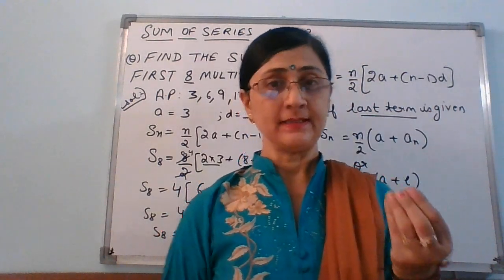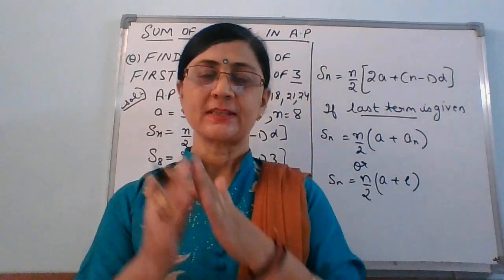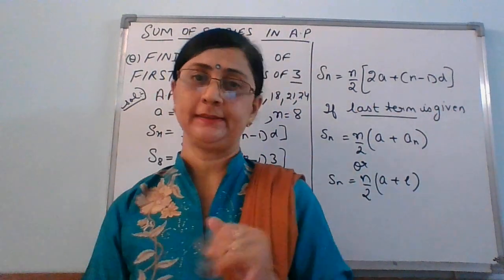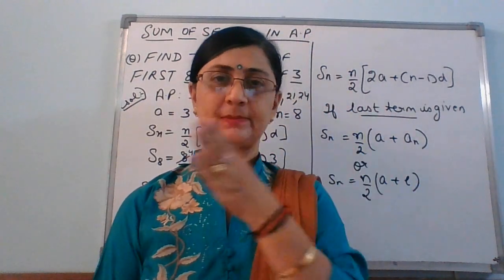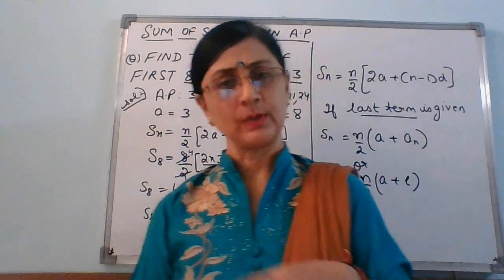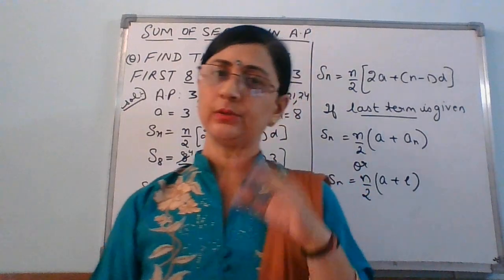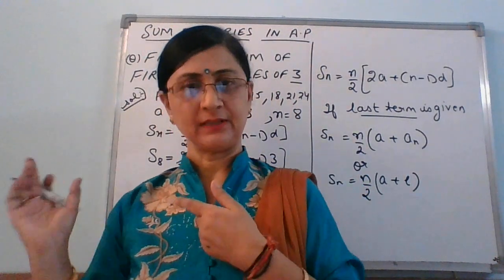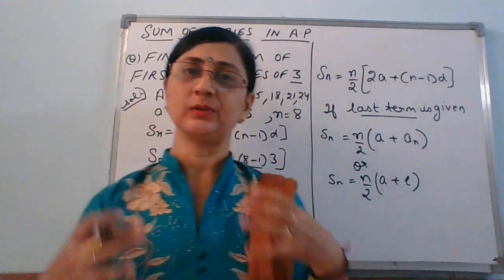So it's very easy. You have the formula, so you don't have to add all 3 plus 6 plus 9 plus 12 plus 15 like that. You can find it for 10 multiples, 20 multiples, 30, even 1000 multiples. You just put n as 1000, with a as 3 and d as 3, and you will get the sum. So it's a very easy method to find the sum.